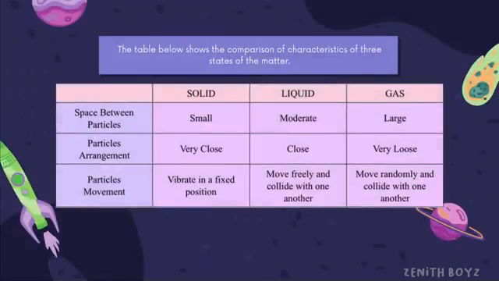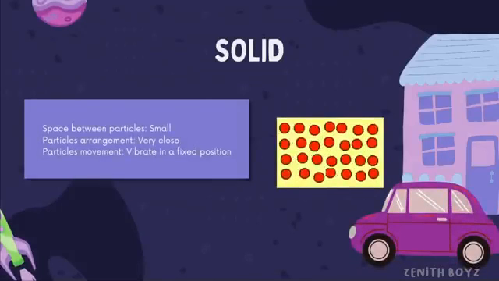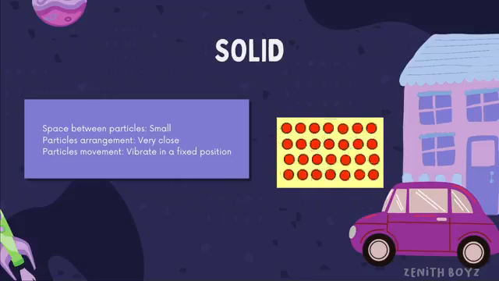The table below shows the comparison of characteristics of three states of matter. Solid. Space between particles is small. Particles arrangement is very close. Solid particles movement is vibrate in a fixed position.